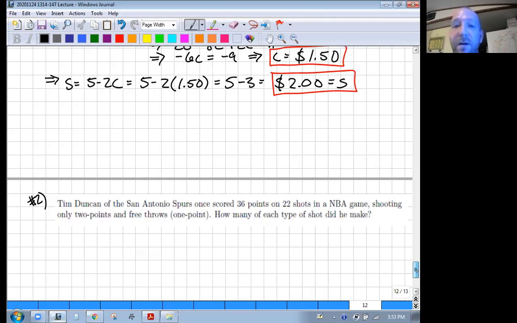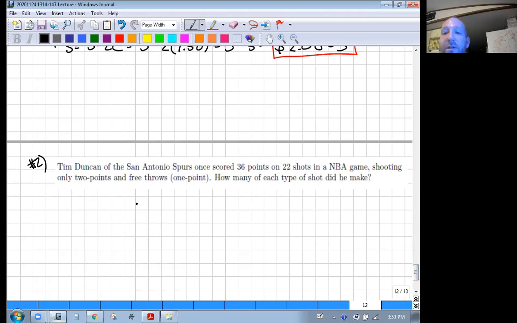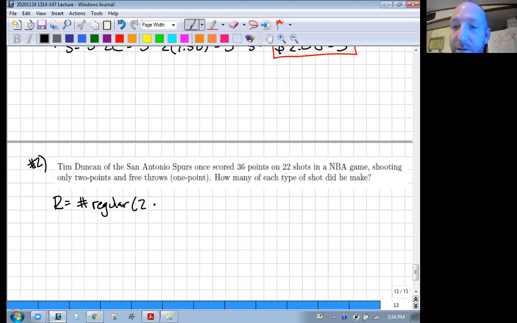All right, Tim Duncan of the San Antonio Spurs once scored 36 points on 22 shots in an NBA game, shooting only 2-point shots and free throws, which are 1 point. How many of each type of shot did he make? Let's let R be the number of regular 2-point shots. Let's let F be the number of free throws.